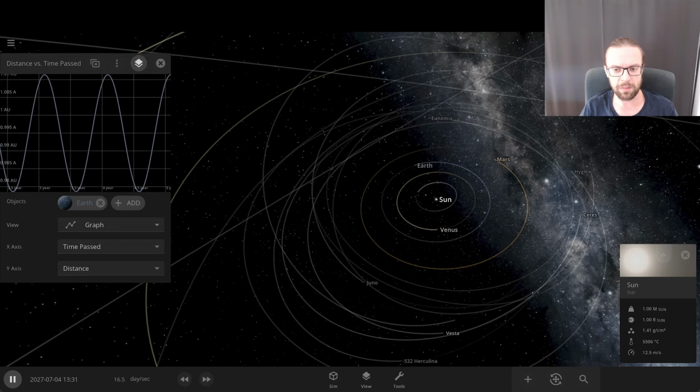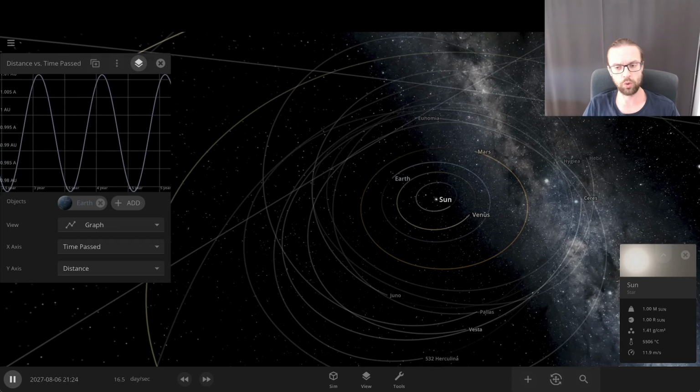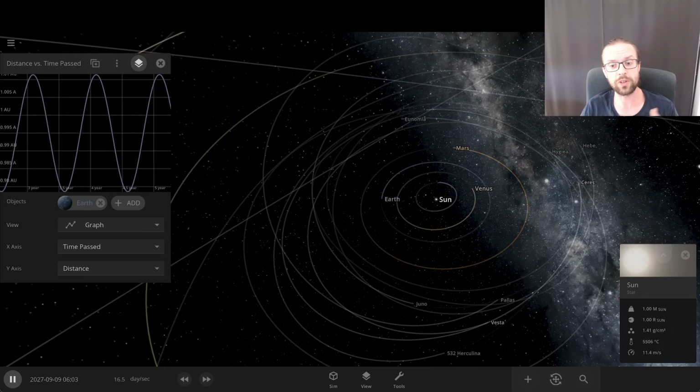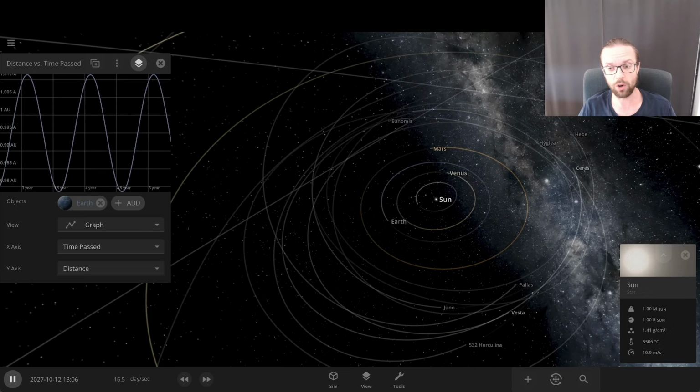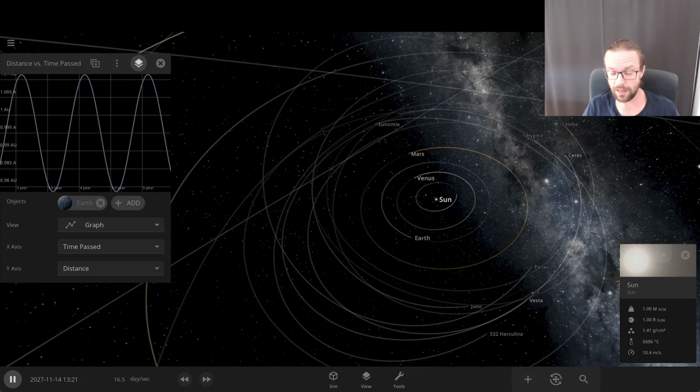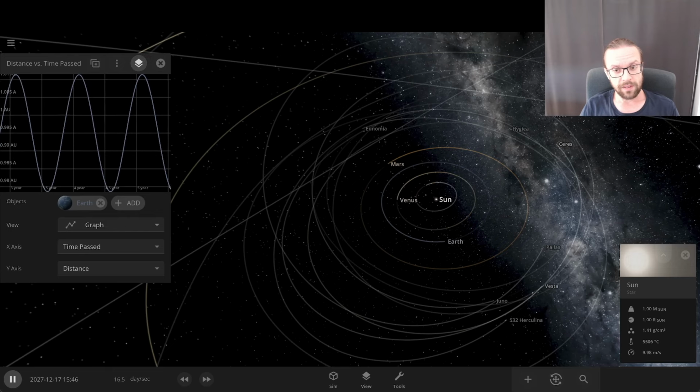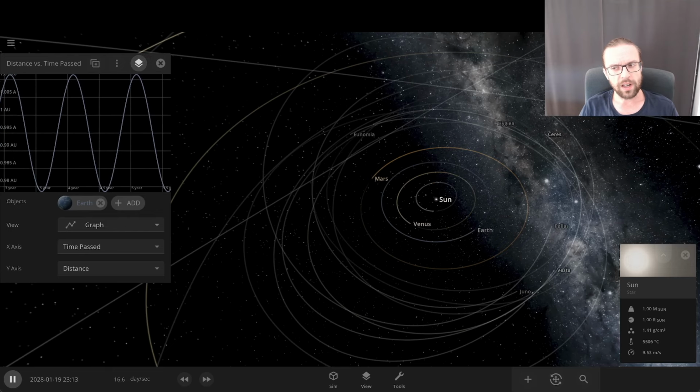So orbital elements are not fixed to the sun. They can be computed with respect to any object, to the Earth, to Venus, to Mars, anything. And this is maybe something for another video to cover.